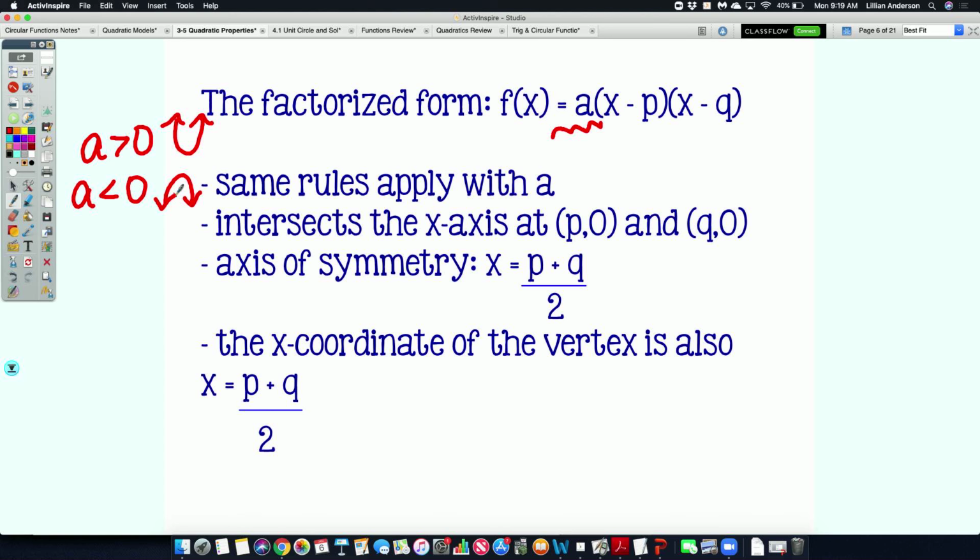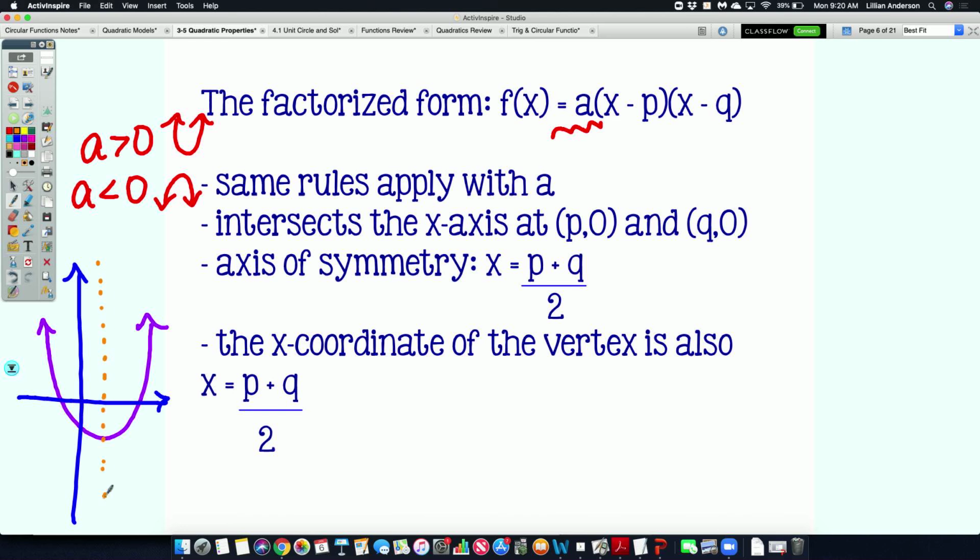Okay? Your axis of symmetry. You take your x-intercepts, the p and the q, you add them and then divide by 2. The reason why is because in a quadratic on an xy plane, the axis of symmetry splits that quadratic down the middle, it makes it symmetric. So whatever the x-intercepts are, the axis of symmetry is that point that's halfway between them.